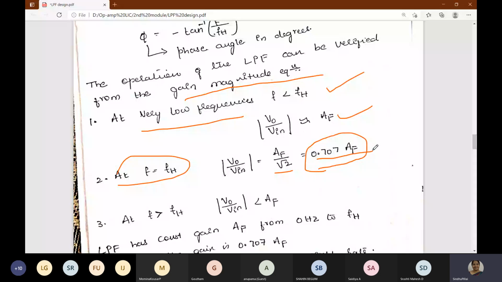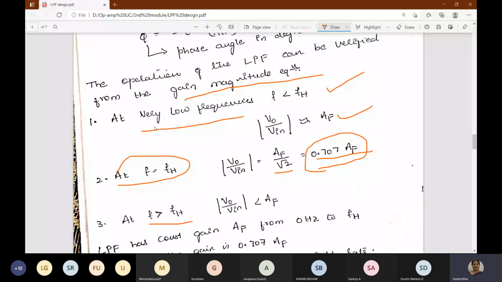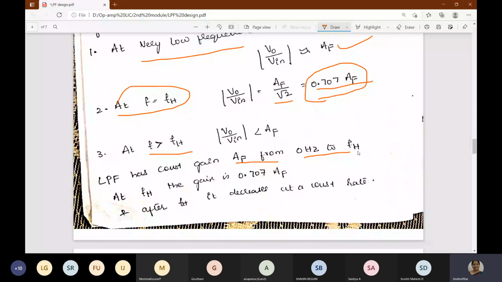Next, there are three conditions: when f is less than fh, when f is equal to fh, and when f is greater than fh, the gain will be less, because the gain will start decreasing here. So the low pass filter has constant gain AF from 0 Hertz to fh, at fh the gain is 0.707 AF, and after fh it decreases at a constant rate. So this concept should be very clear. I'll show you the graph.